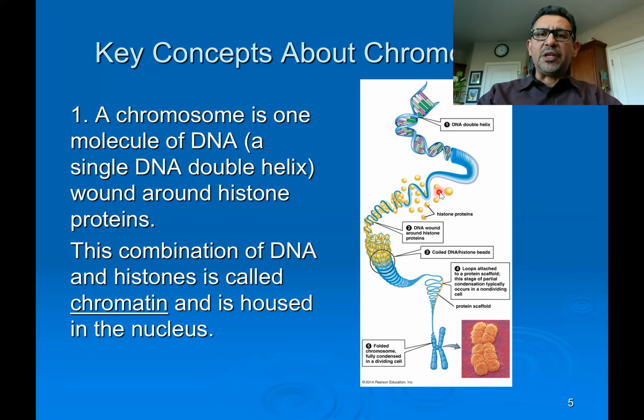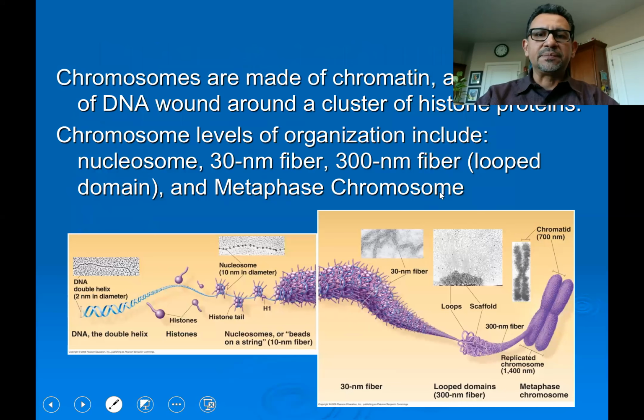Now, in most cells, we know that chromosomes are going to be housed inside of a porous double membrane called the nuclear envelope. But we also have prokaryotics like bacteria. They don't have a nucleus, but they do have DNA that also needs to be organized in one fashion or another so that it can fit inside of those tiny cells.